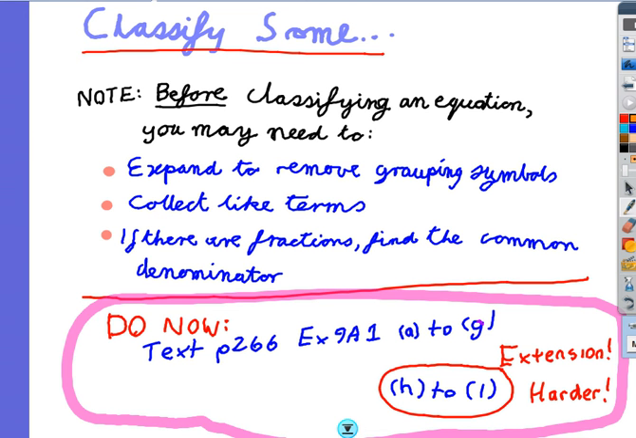Okay, so those are again the things that you need to remember. You might want to write those down in your notebook and go and try some of these exercises that you see on the screen here.